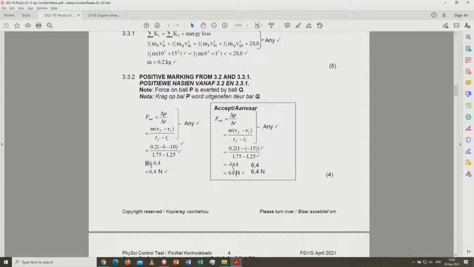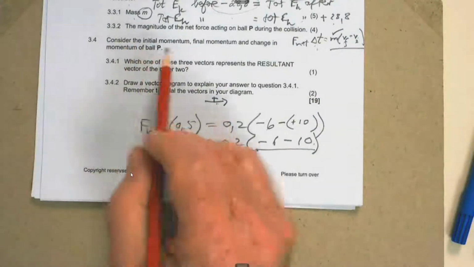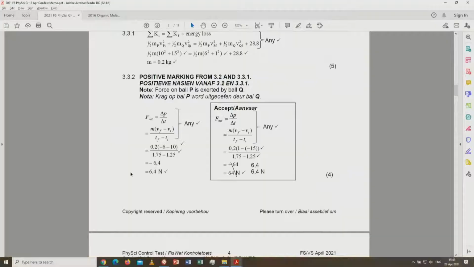This also worries me. We cannot say minus 6.4 is equal to 6.4. You should say it is equal to 6.4 Newton west. Or, depending on the question, this question asked you the magnitude of the net force. So you can stop at minus 6.4 Newton, and then you can just say magnitude of F net is 6.4 Newton. That would be fine. But this minus 6.4 equal to 6.4 is not a good habit.